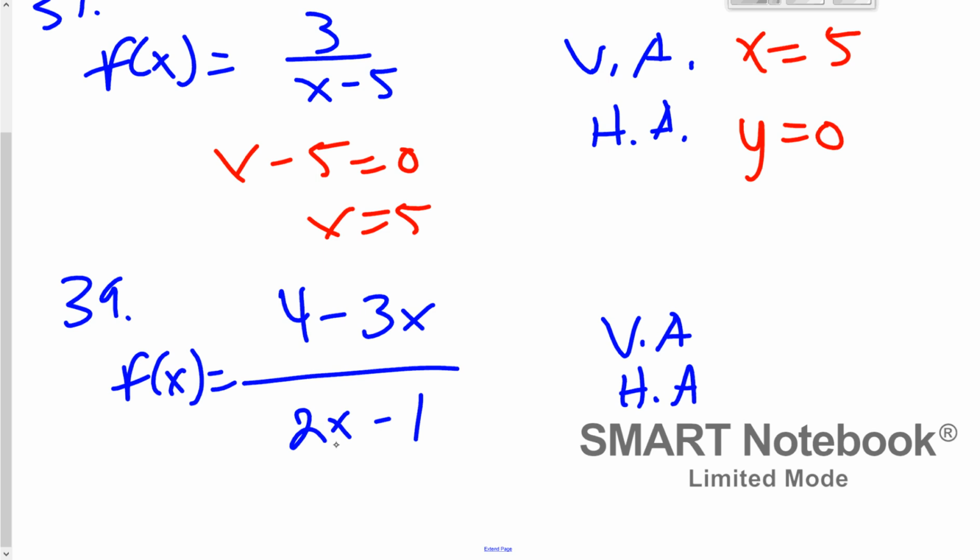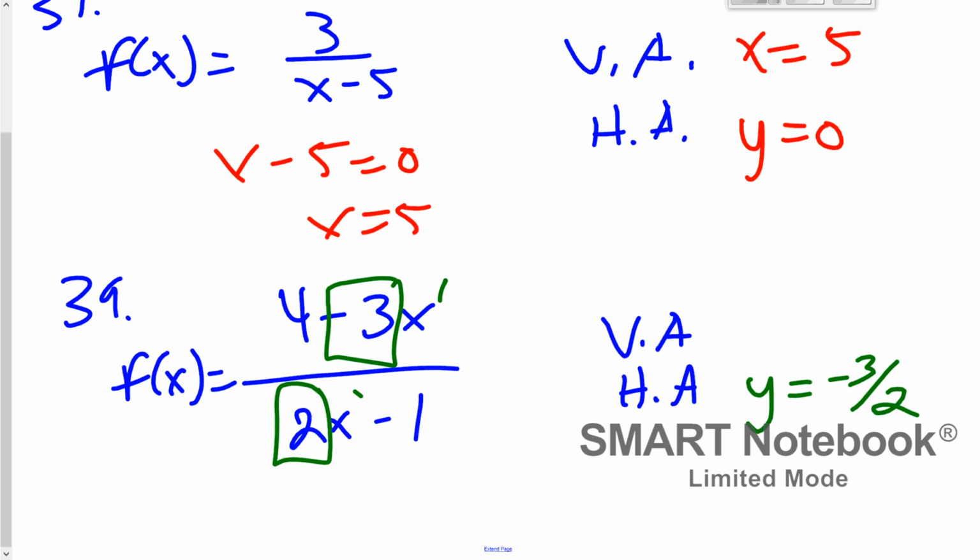Okay, here's 39, vertical asymptote, horizontal asymptote, or if we don't have one, the oblique one. So we look at the degree of the denominator. It is 1. The degree of the numerator, even though this is backwards, is 1, right? That's the largest exponent. So 1 over 1, those are the same, so we take the lead coefficient over the lead coefficient. Now the lead coefficient's not 4, that's the constant, right? The lead coefficient is in front of the term with the largest exponent, right? So that'd be -3 over 2. So y equals -3 over 2.